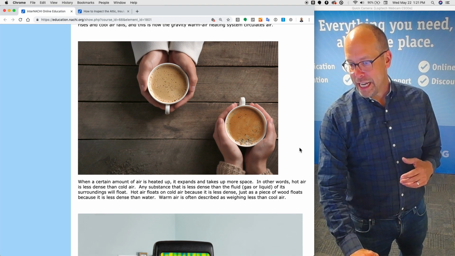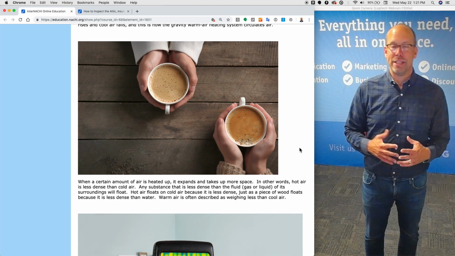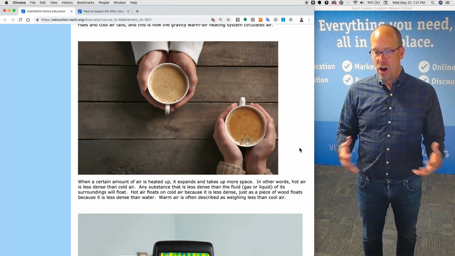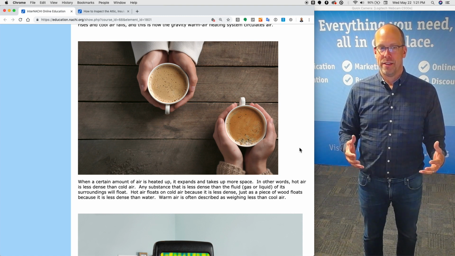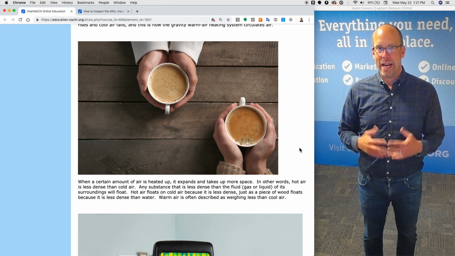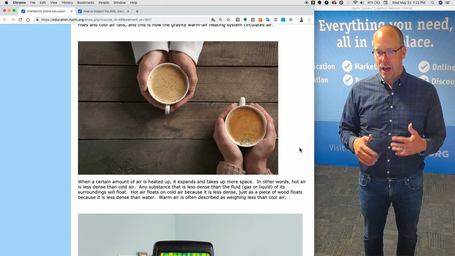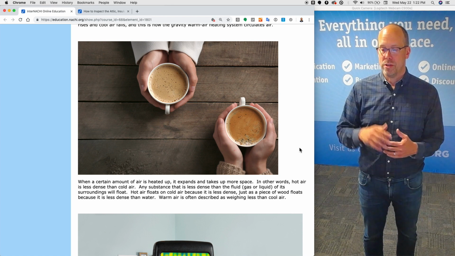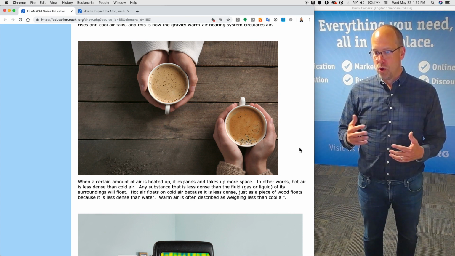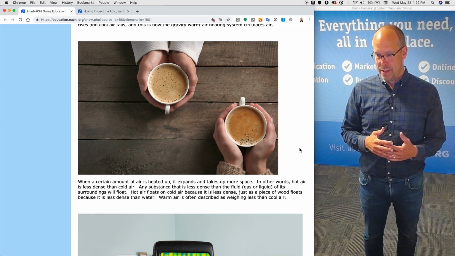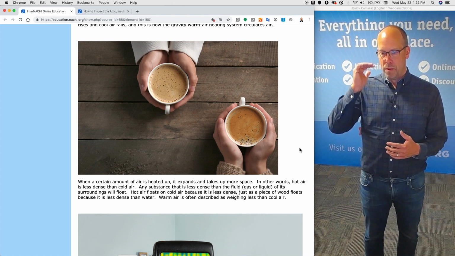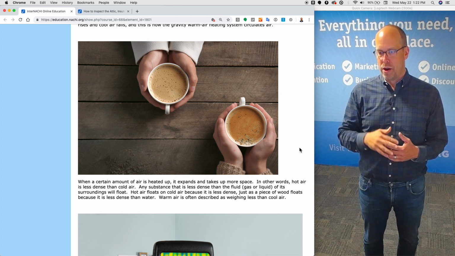When a certain amount of air is heated up, it expands and actually takes up more space. In other words, hot air is less dense than cold air. Any substance that is less dense than the fluid, the gas or liquid, of its surroundings will float. Hot air floats on cold air because it is less dense, just as a piece of wood floats because it is less dense than water.